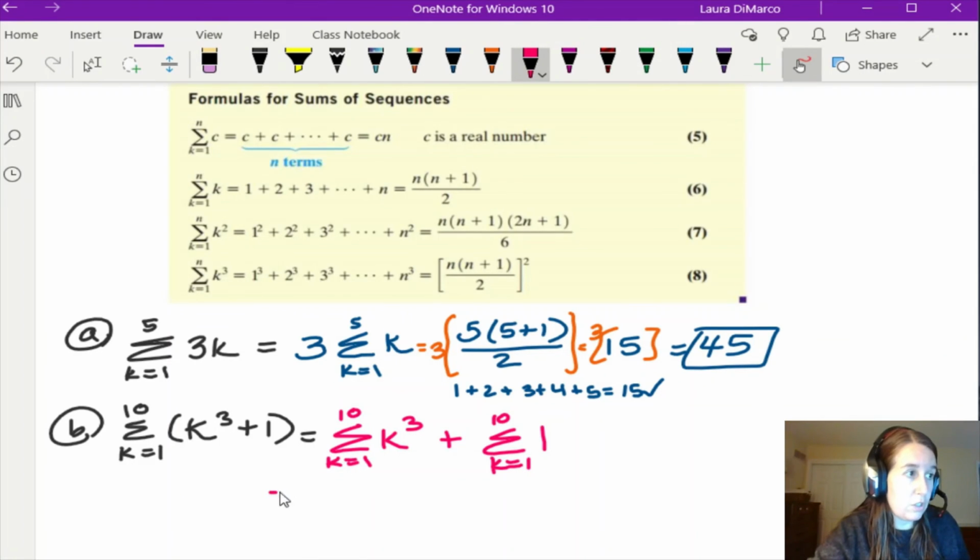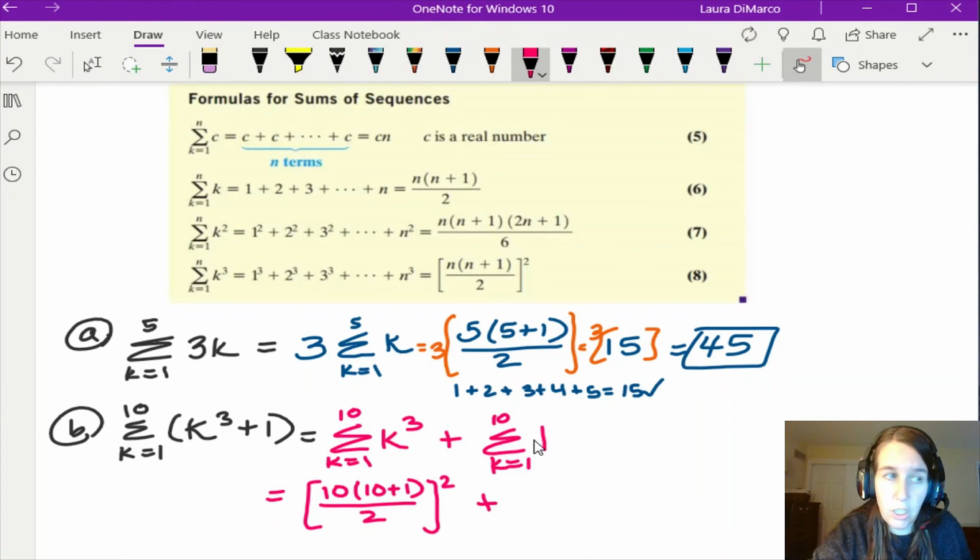So for the first piece, our k cubed formula is right here, n times n plus 1 over 2, all squared. So let's plug that in. Notice that n here is 10. So that is 10 times 10 plus 1 over 2, all squared, okay? And then this other summation is just the number 1, and that is the first formula here, formula number 5. So because c is a real number, that number is 1. So we just want to do c times n. So this is 1 times 10, okay?